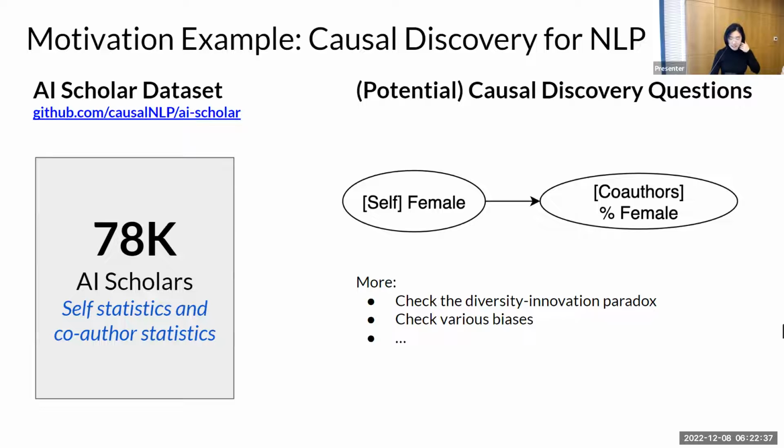Okay. This is a data set we directly collected. The case where I found these discovery algorithms really helpful is that we actually have statistics about how different scholars behave, just Google Scholar statistics and their co-author characteristics. Then we try to answer causal questions such as, does the scholars themselves being a certain gender cause their co-authors also to tend to be this gender. Or people could also potentially check the diversity innovation paradox or various biases in these real-world data sets.